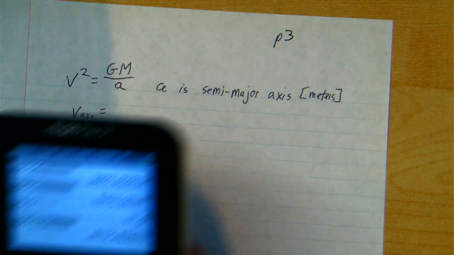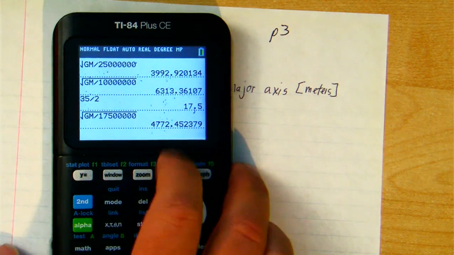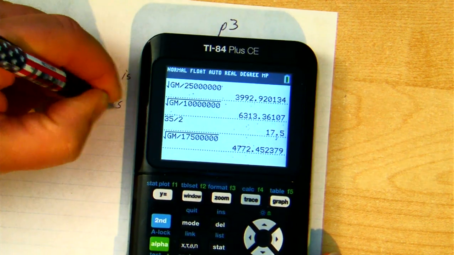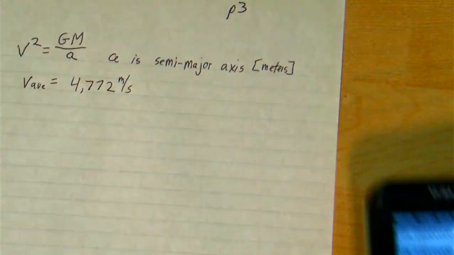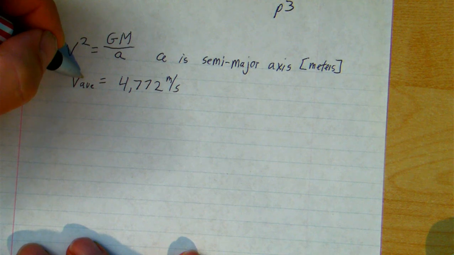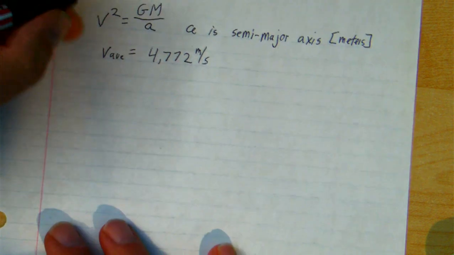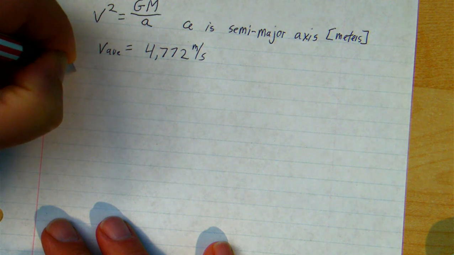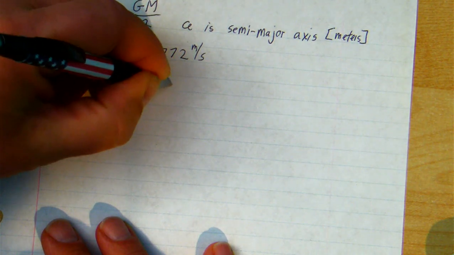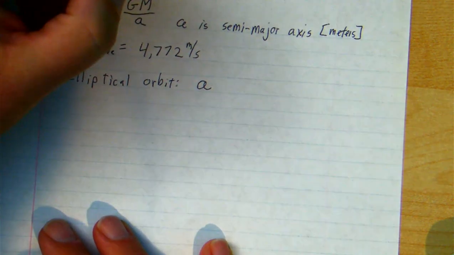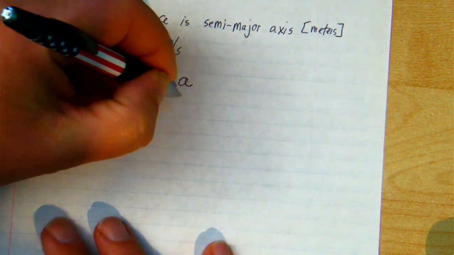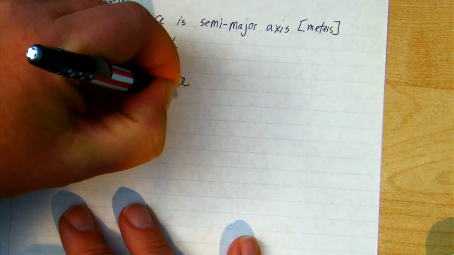All right, so following a break and several attempts, students say the average velocity, and I agree, is 4,772 meters per second. Great, but we're also interested, so for this elliptical orbit, we really need 4 pieces of information. We need to know the semi-major axis. We need to know, excuse me, average velocity.